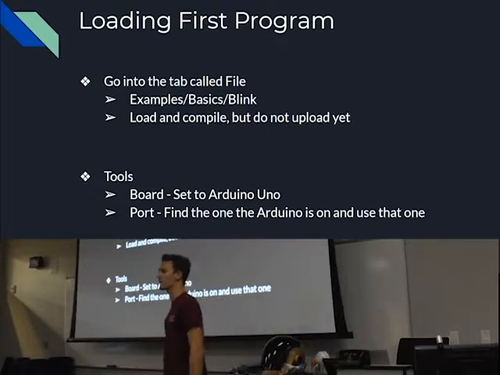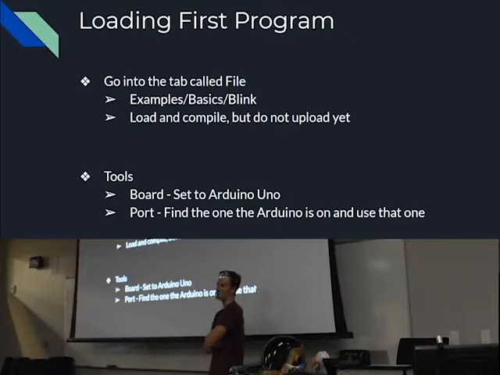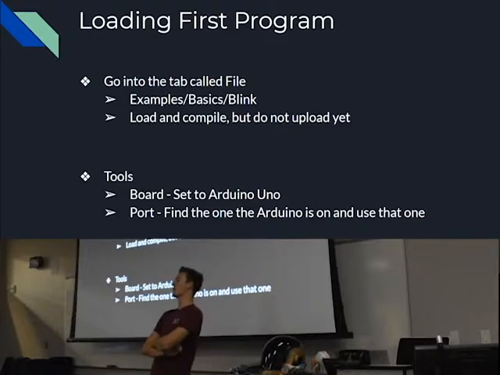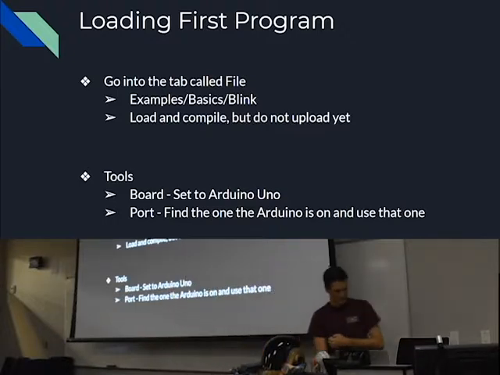This will probably be different for each computer, but basically you'll want to set port to the one that the Arduino is on. You could have multiple, and it might not show which one the Arduino is on. In which case, you'll just have to pick one. If you get a port error, you'll know it's the other one. That's kind of the only way you can tell.